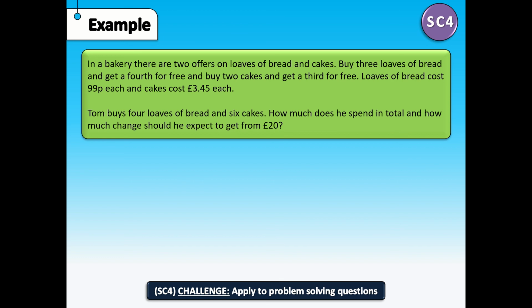So in a bakery, there are 2 offers on loaves of bread and cakes. You can buy 3 loaves of bread and get a 4th for free, and buy 2 cakes and get a 3rd for free. Loaves of bread cost 99p each, and cakes cost £3.45 each. Tom buys 4 loaves of bread and 6 cakes. How much does he spend in total, and how much change should he expect to receive from a £20 note?